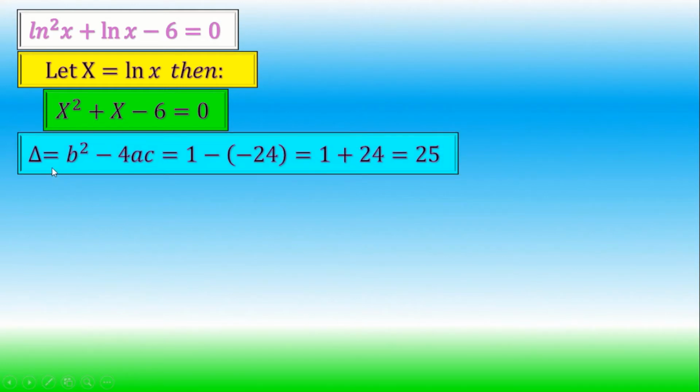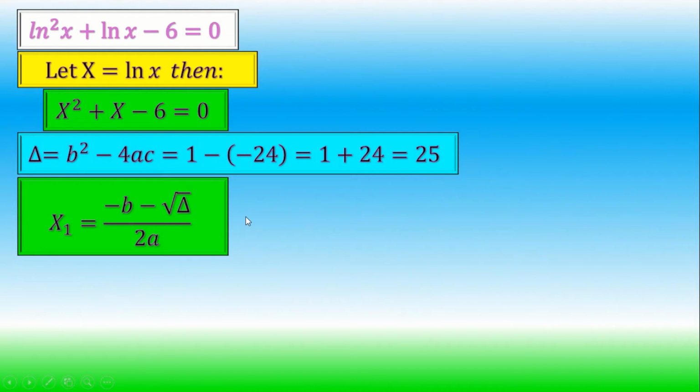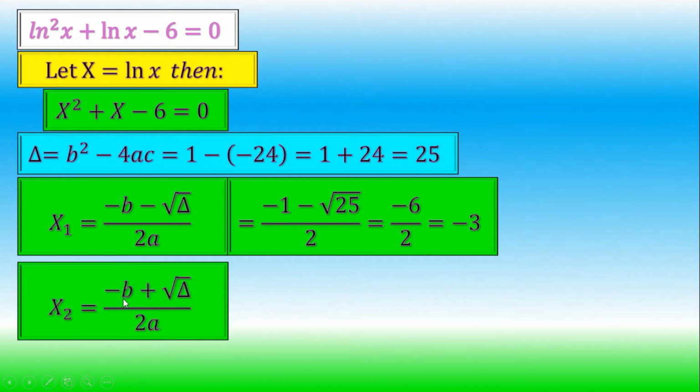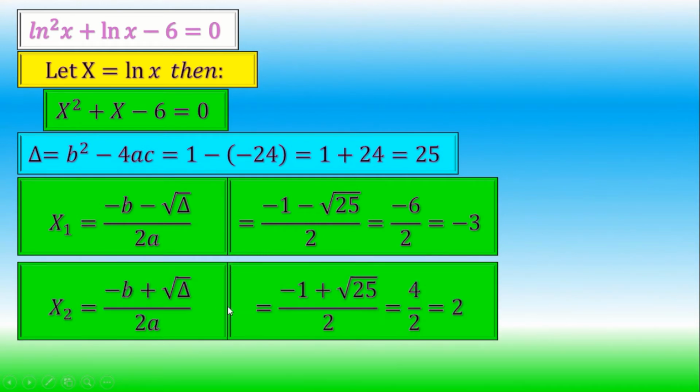Here, as you see, delta is b squared minus 4ac, where b is 1, a is 1, and c is minus 6. Well, so it's 1 plus 24, it gives us 25. Now we can find the roots. X1 is minus b minus radical delta over 2a, b is 1, radical 25 is 5, over 2a, a is 1, so it's over 2. Then it's minus 6 over 2, it gives us minus 3. The second root X2 is minus b plus radical delta over 2a. Also we solve it to get X2 equal 2.